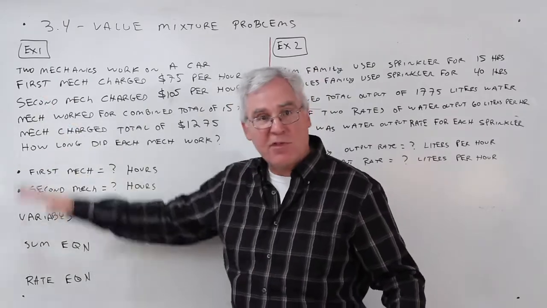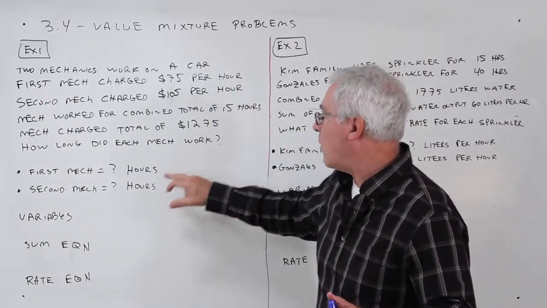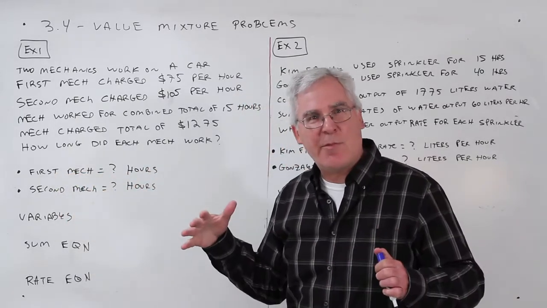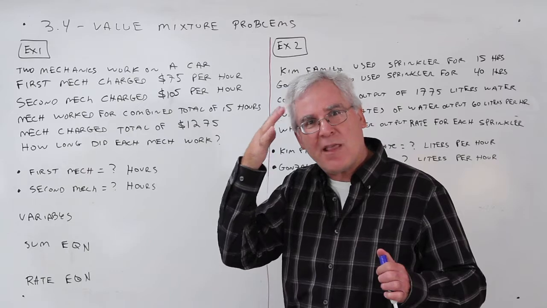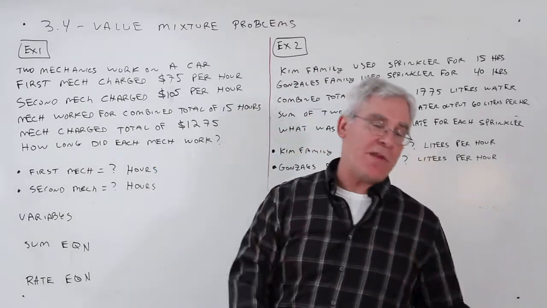What you need to do is the rest. Okay, so I like to say, how long did each mechanic work? The first mechanic is how many hours? The second mechanic is how many hours? Because then that gets me into defining the variables and the units will help me with the sum equation.